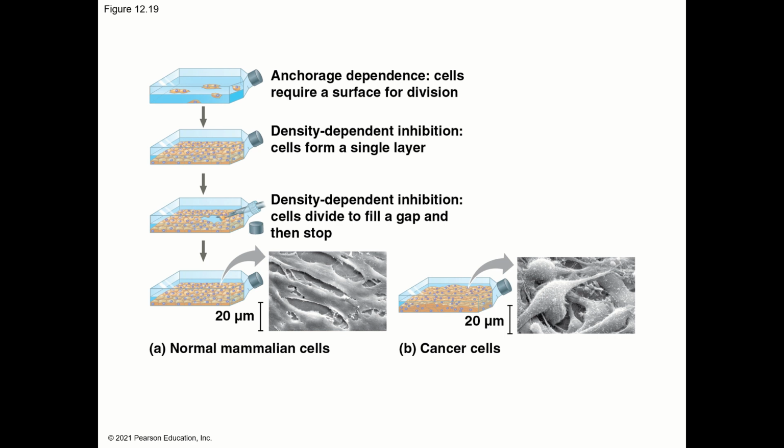Here we have in our samples anchorage dependence. Cells require a surface for division, and then after a lot of them have divided, there's density-dependent inhibition, where cells form a single layer, and cells divide to fill a gap, and then stop. Now, for normal cells, that's the story. For cancer cells, they will not be inhibited and will continue growing and duplicating.